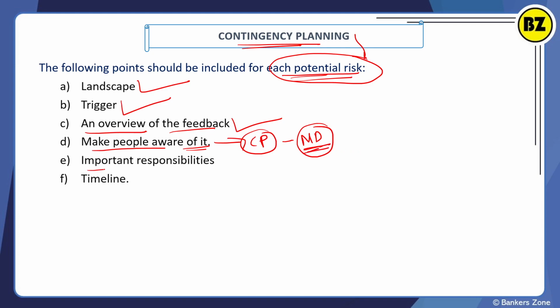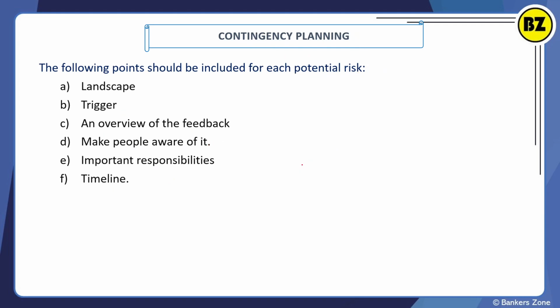Then the important part is responsibility. In case of contingency, there must be some responsibility, that is, what each person is going to do. Then timeline means there must be a time bound. So these are the points which must be included for each potential risk.